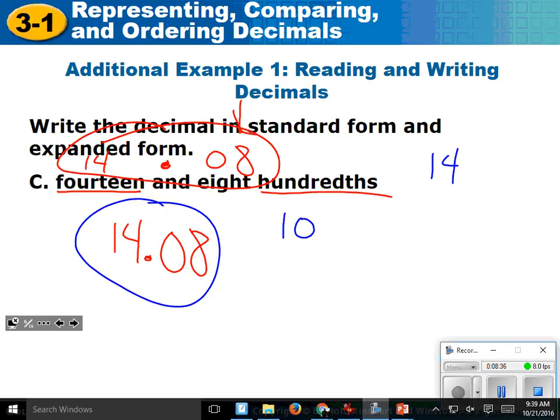10 plus 4 plus 0.0, because that's this one. So we got tens place, we got ones place, we got tenths place, and we got hundredths place. Notice 1, 2, 3, 4 digits, 1, 2, 3, 4 lines. Okay? It'll help you remember. I'm sure it will.